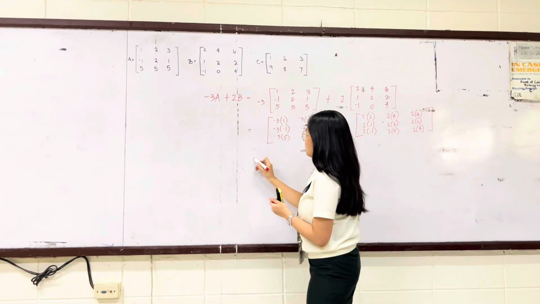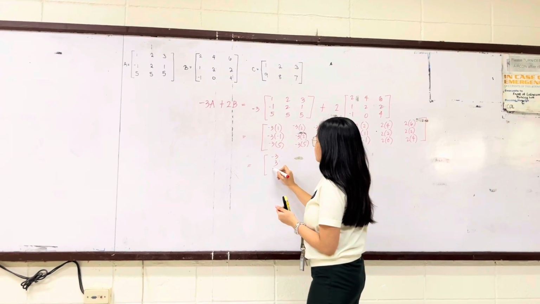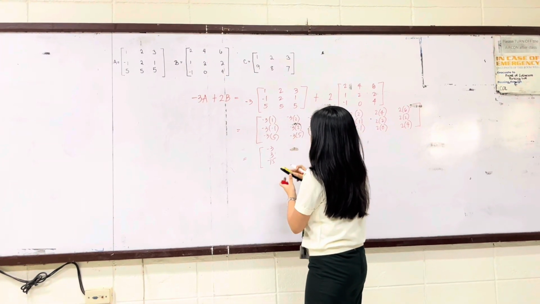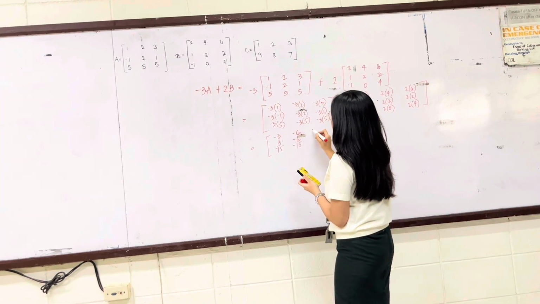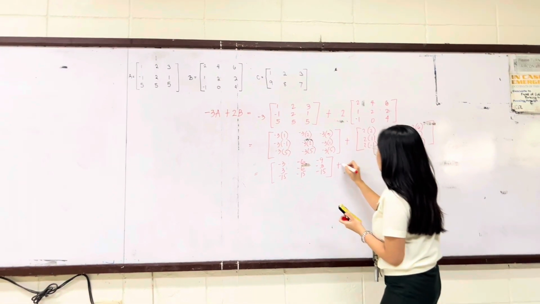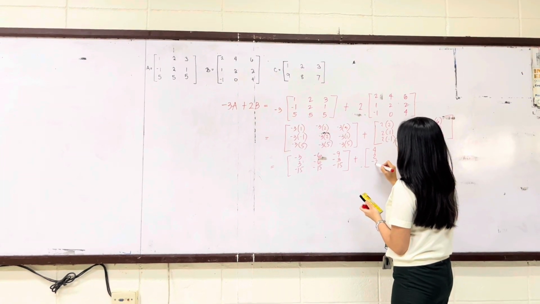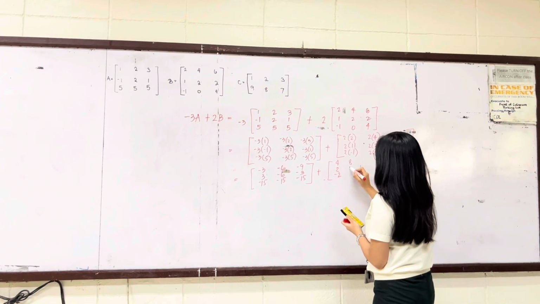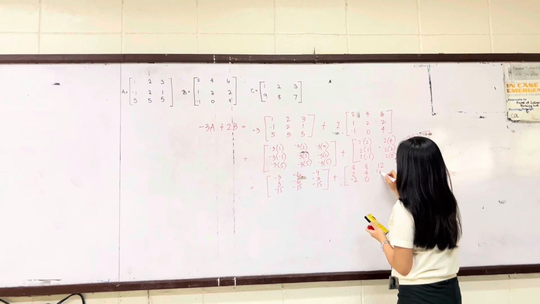So we simplify it. We have negative 3, 3, negative 15, negative 6, negative 6, negative 15, negative 9, negative 3, negative 15. And for this part, we have 4, 2, negative 2, negative 2, 8, 4, 0. And lastly, we have 12, 4, and 8.